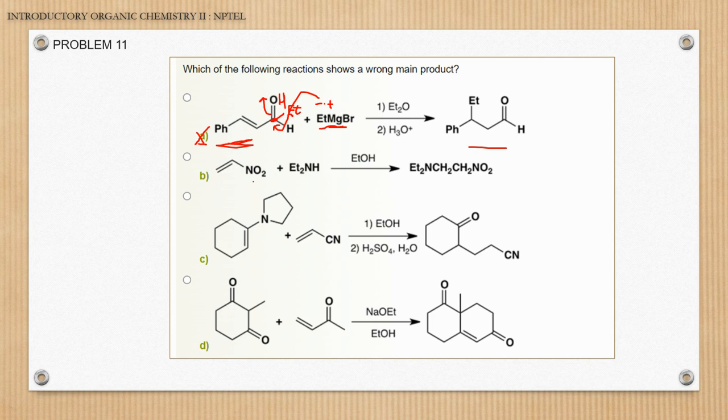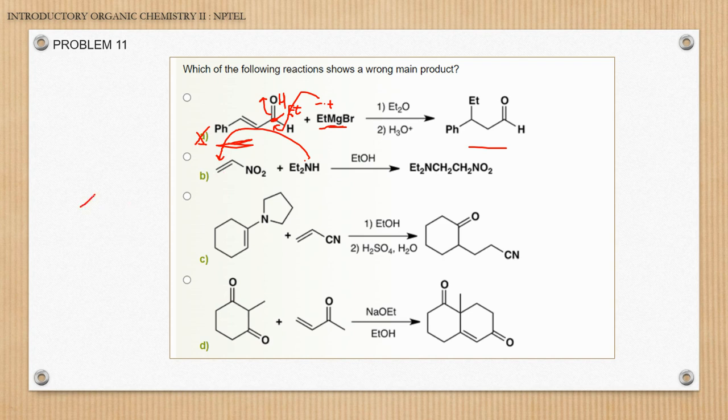In part B, there is the allyl nitrate to which you have added a secondary amine in ethanol. So what will it do? The secondary amine is a nucleophile. This is the double bond. It is going to attack at this position. So is it a 1-2 attack or a 1-4 attack? Here also this amine is attacking in 1,4 fashion.